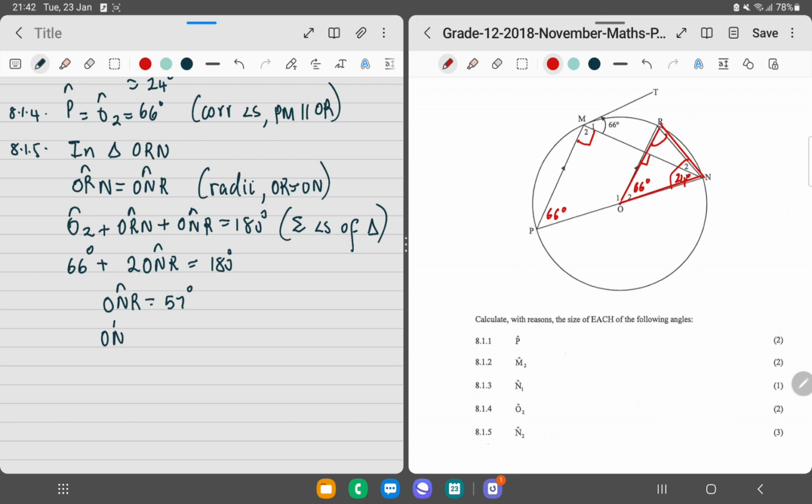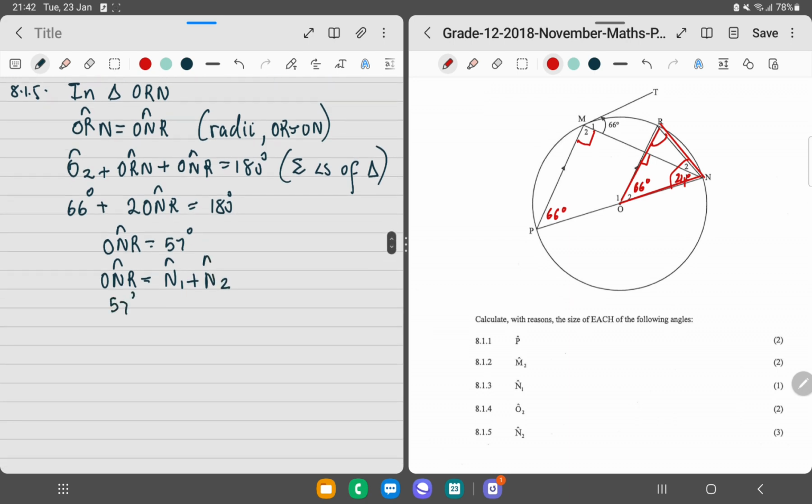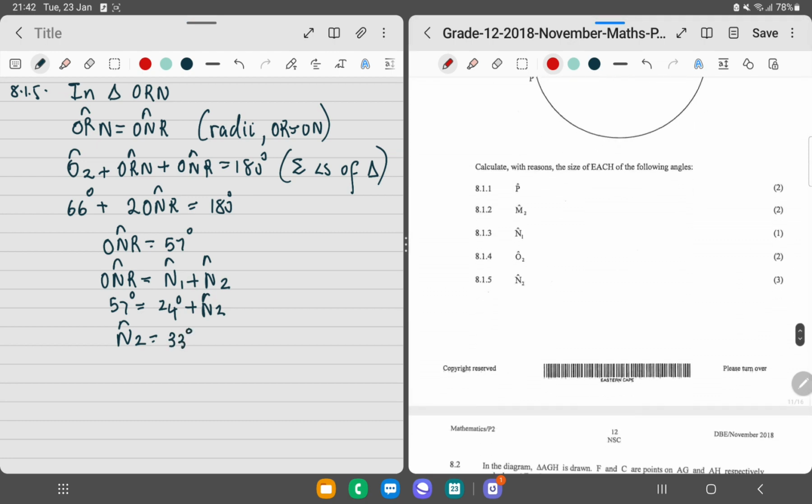And then ONR is equal to N1 plus N2. This is 57. N1 is 24. So this means that N2 is equal to 57 minus 24, which is 33 degrees.